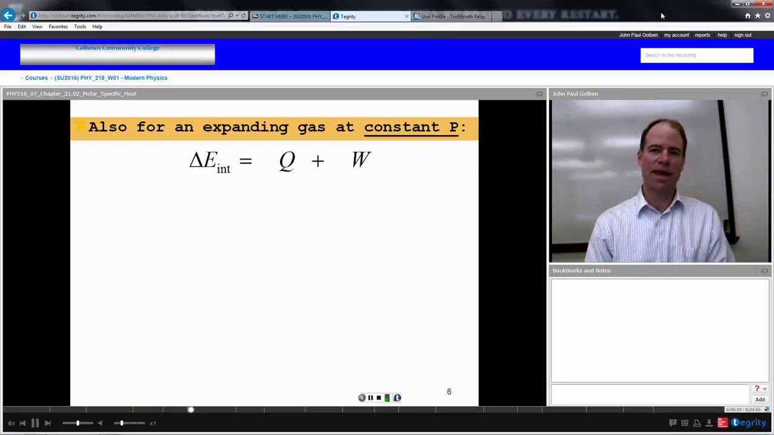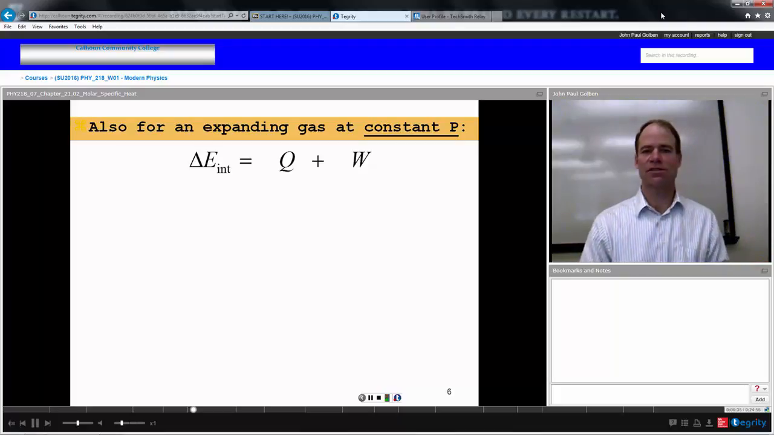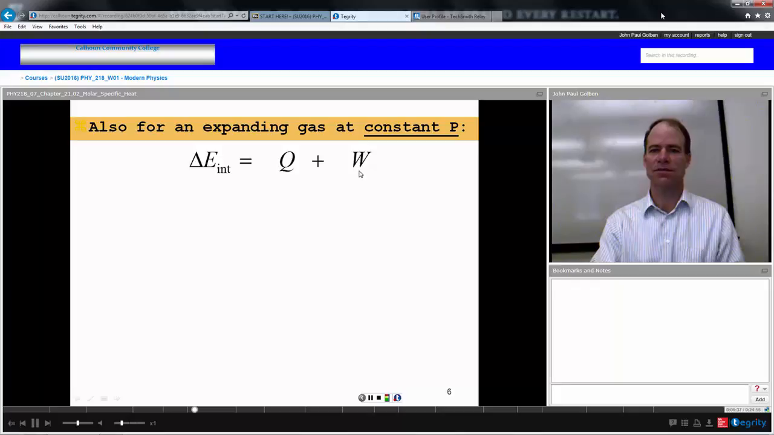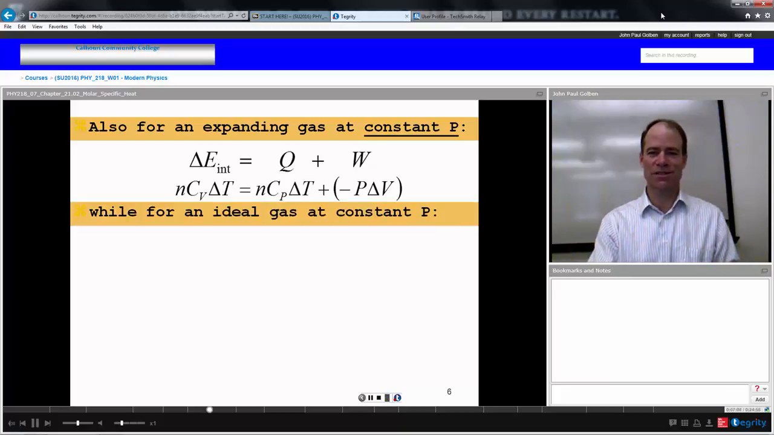Also, if we have an expanding gas at constant pressure, we would say by the first law of thermodynamics, change in internal energy is equal to the heat added to the system plus the work done on the system. And putting in our numbers, we know that for any change in internal energy, we're going to have n molar specific heat at constant volume delta T. For a constant pressure, our heat added is going to be n molar specific heat at constant pressure delta T. And if the pressure is constant, only changing the volume, our work done on the system will be a negative constant pressure change in volume. We're going somewhere with this.